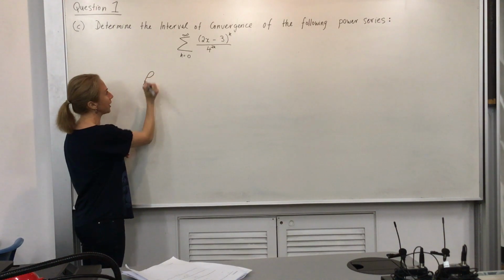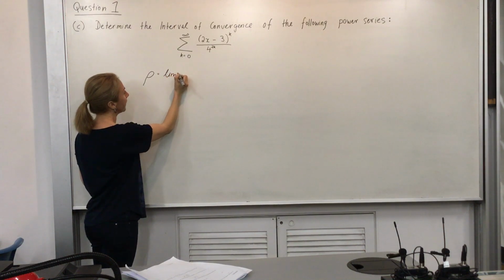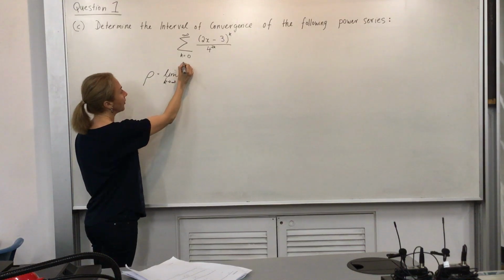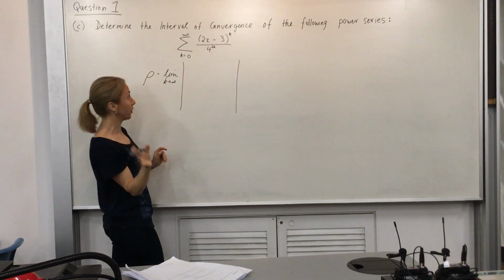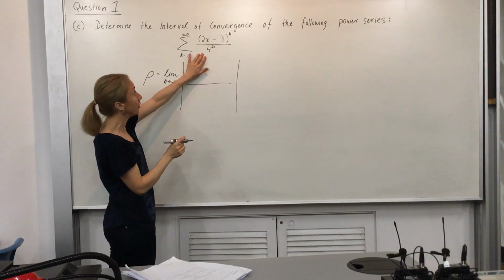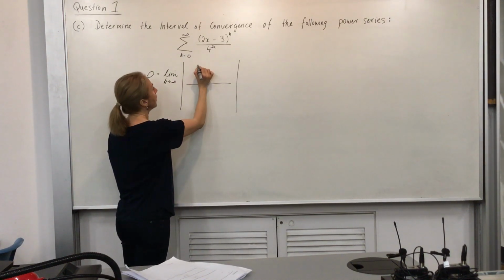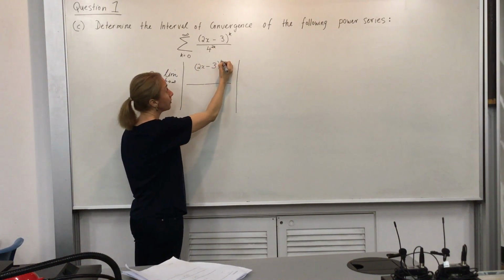So we'll call our quantity rho, and that is the limit as our index k tends to infinity of the absolute value of the ratio of successive terms. So on our numerator, we'll have our general term corresponding to index k plus 1. So I rewrite my term, replacing k with k plus 1.